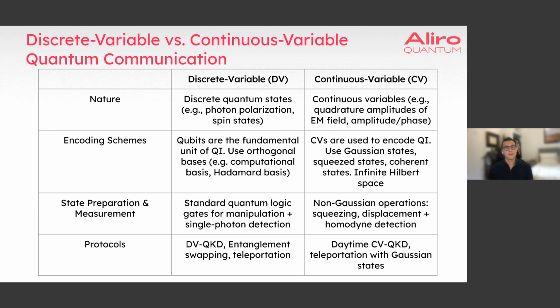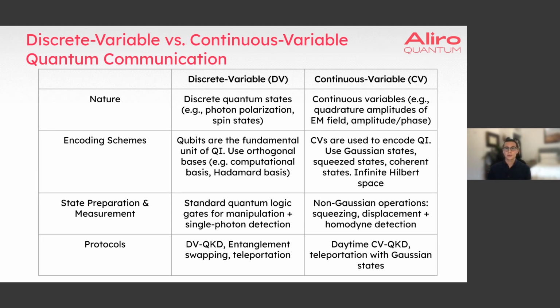How do we measure a discrete variable system? We use single photon detection. So we're just detecting the presence or the absence of a photon at a certain time, and that will give us information as to which discrete observable we are measuring. In continuous variable setups, the state preparation and manipulation of these states is done with operations like squeezing, displacement operations, etc. And the measurement is very different than a simple single photon detector.